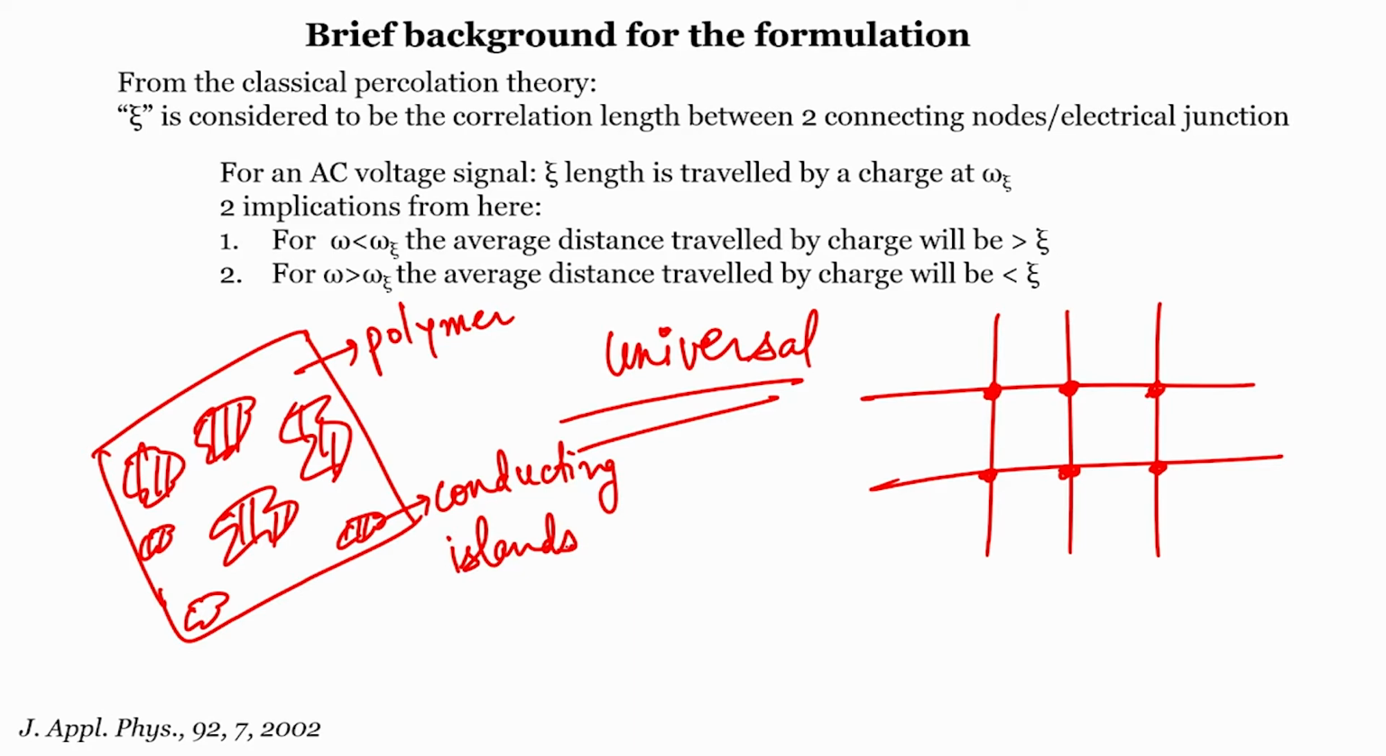So for any such system, this is a disordered system, and it has percolative transport, which we have already established.